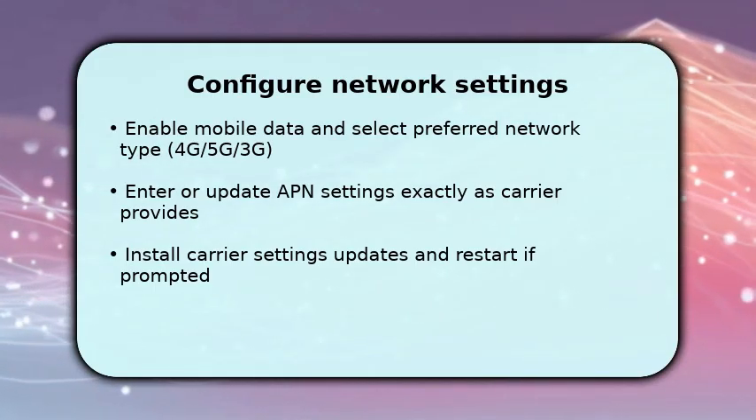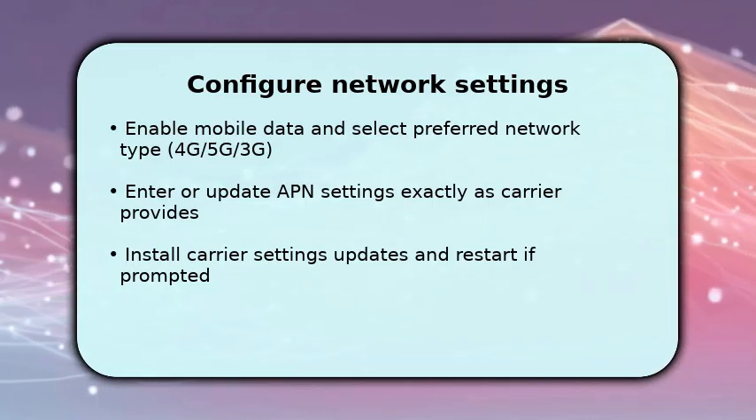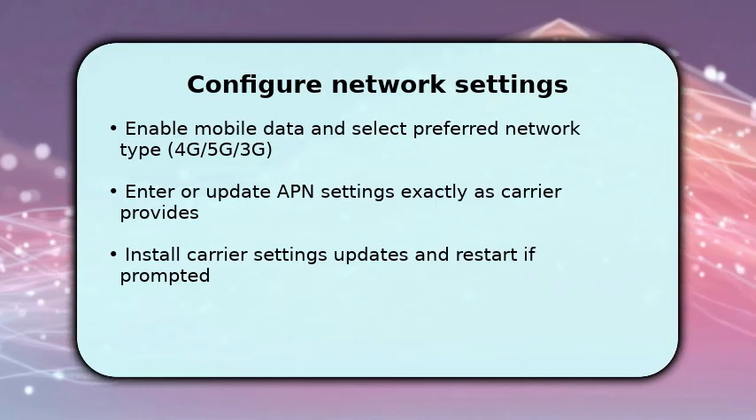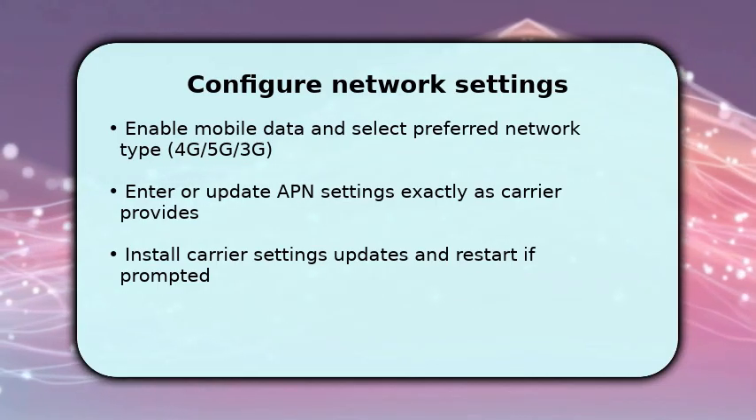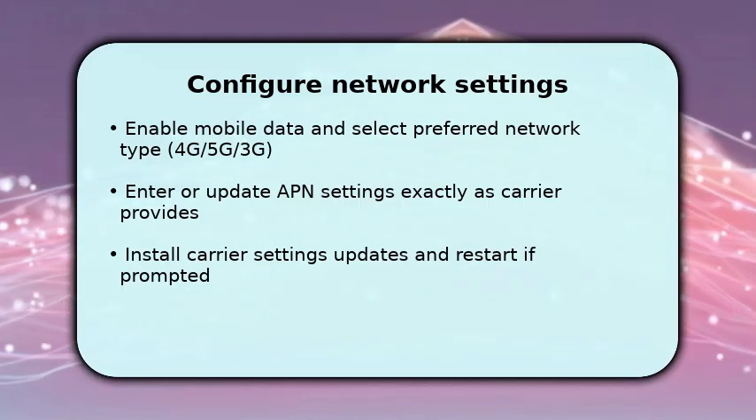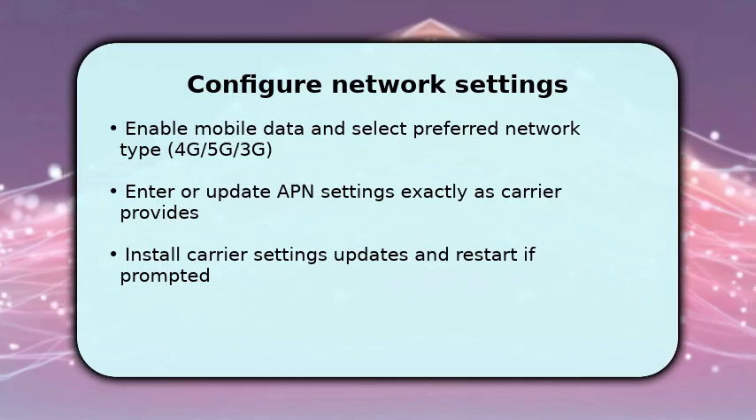Next, go to Access Point Names and add or edit the APN values exactly as your carrier specifies. Wrong characters block data. If your carrier pushes a settings profile, install it and restart the phone. Make sure software is up to date, so drivers and radio are current.